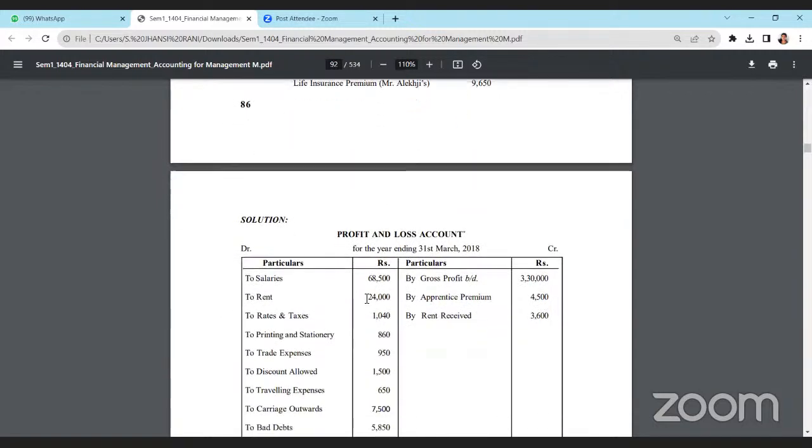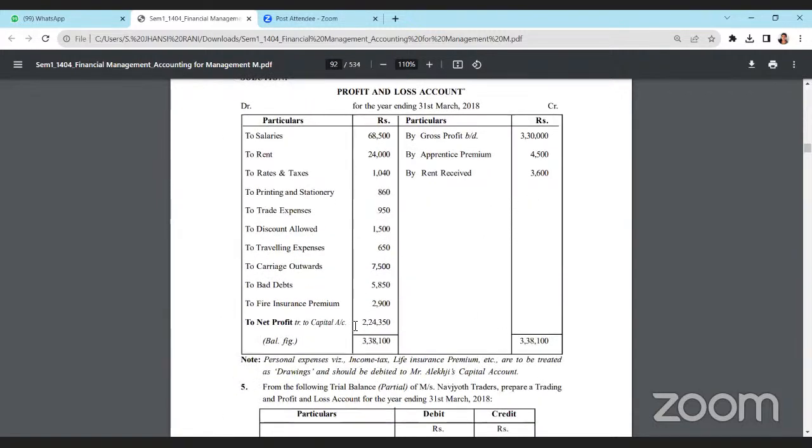profit and loss account. And if you look at here, credit is more and debit is less. The difference of this, we call it net profit. And always it is transferred to capital. Why? Because the profit belongs to the owner. Is it clear?